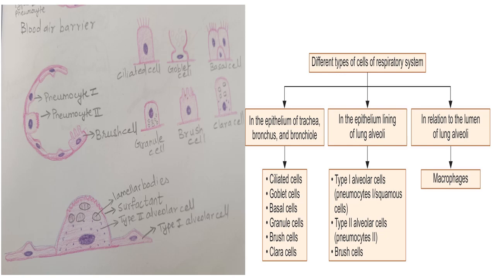In the respiratory tract, we have different types of cells. In the trachea, bronchus and bronchiole, we have ciliated columnar cells, goblet cells, then the basal cells, granule cells, brush cells, and Clara cells. In the lung alveoli, we have type 1 pneumocytes, type 2 pneumocytes, and brush cells. In relation to the lumen of lung alveoli, we have macrophages.